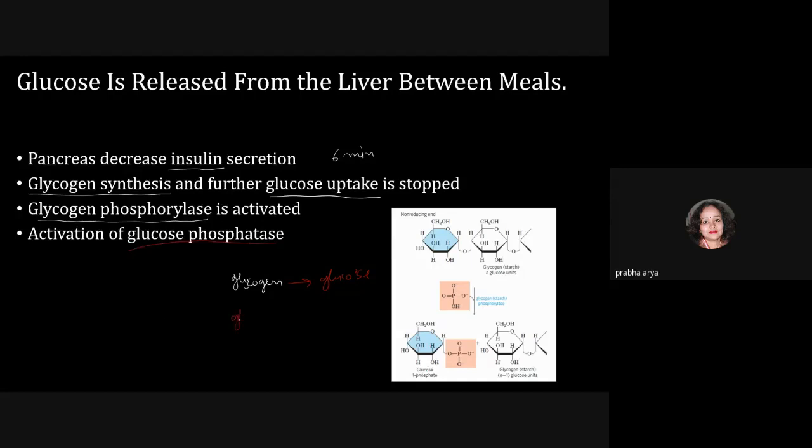So glucose phosphatase, what will it do? It will remove this phosphate group from the glucose, and free glucose will be released into the circulation. And this glucose is able to get out of the cell into the circulation. Stored glycogen will be broken down into glucose, and glucose will come out into the circulation.